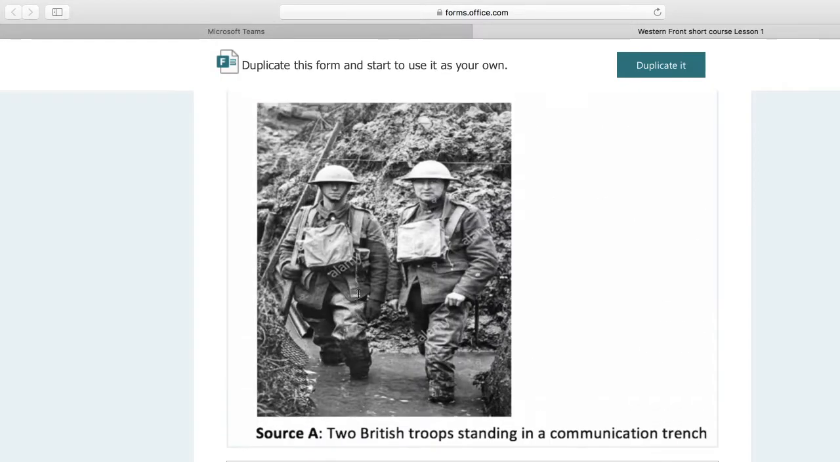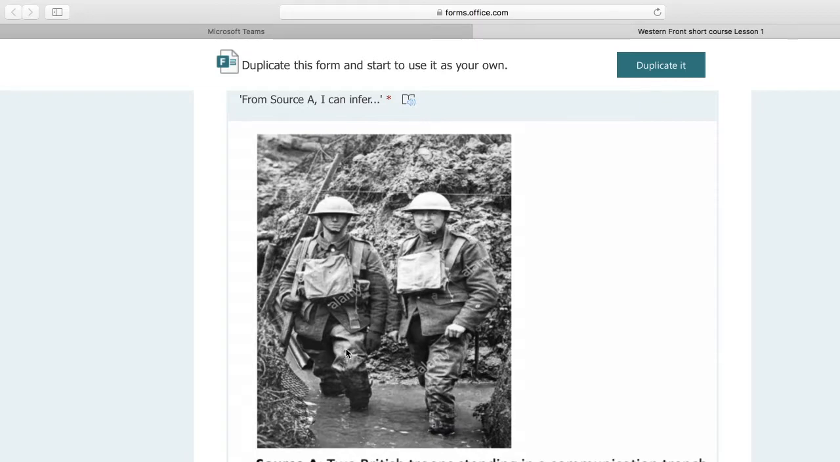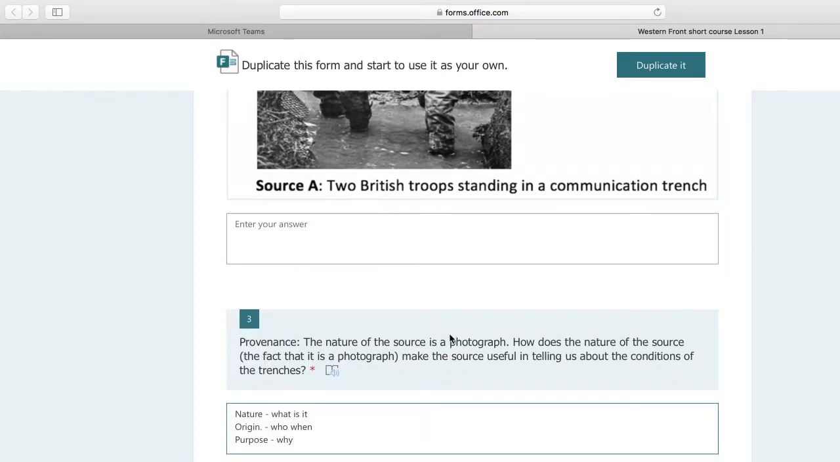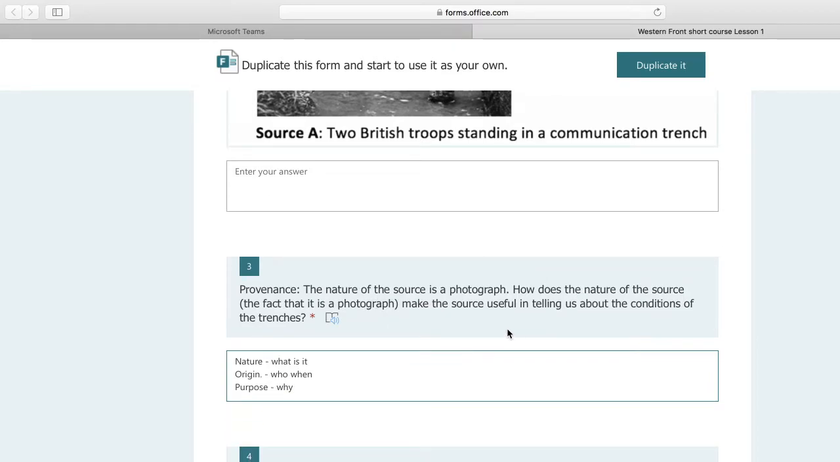So looking at this source, what is the nature of the source? You don't need to answer that because I've actually given it to you. It's a photograph. And the question here asks, how does the nature of the source, the fact that it's a photograph, make the source useful in telling us about the conditions of the trenches? Why is that source useful?